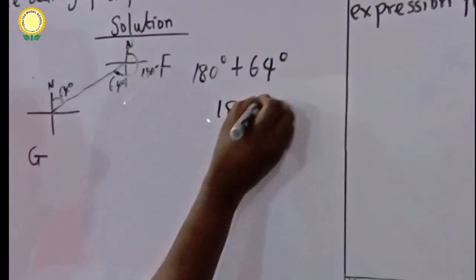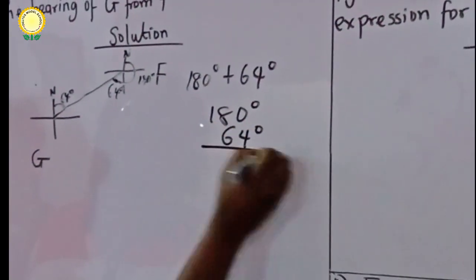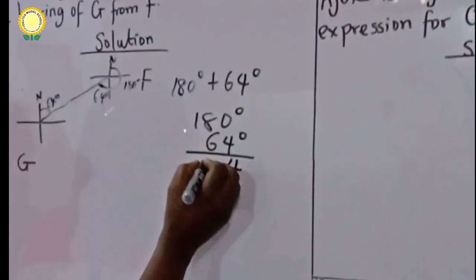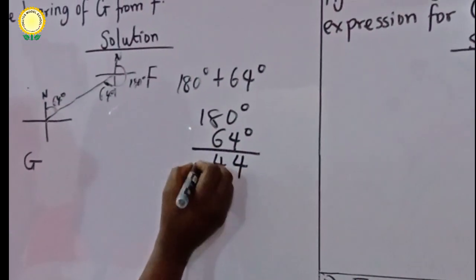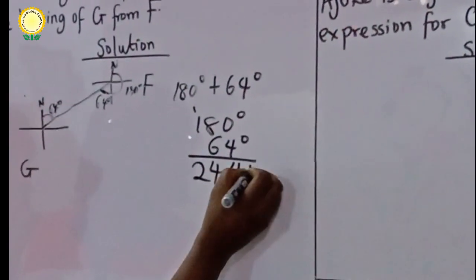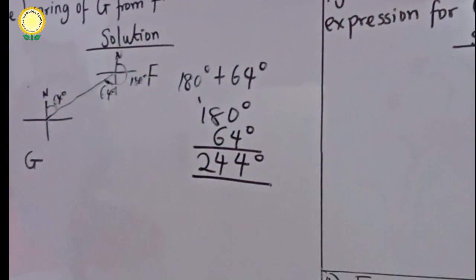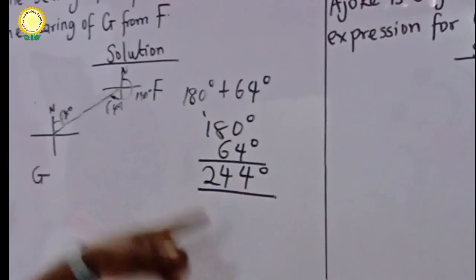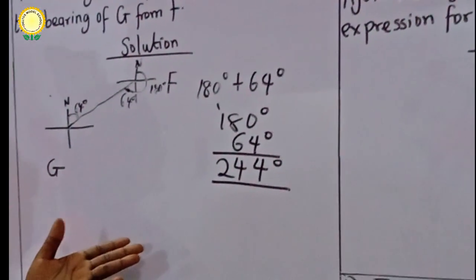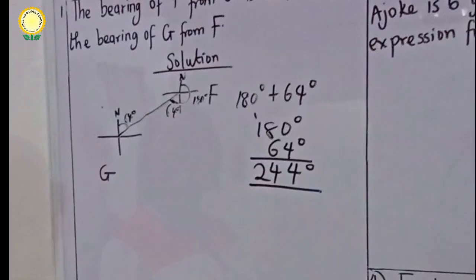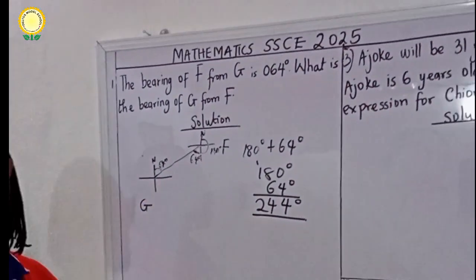So what is 180 degrees plus 64 degrees? 0 plus 4 is 4. 8 plus 6 is 14, so write 4 and carry 1. 1 plus 1 is 2. So your answer is 244 degrees. Okay, 244 degrees is the bearing of G from F.